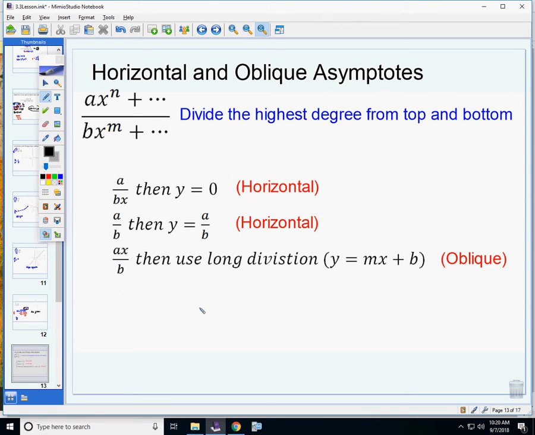So here's the general rule for your horizontal or oblique asymptote. So again, you're going to divide the highest powers. Once you divide these two things right here, if you end up with an x that's still on the bottom of your fraction, or x squared or anything, if it has a variable down there, then you have a horizontal asymptote where y equals 0.